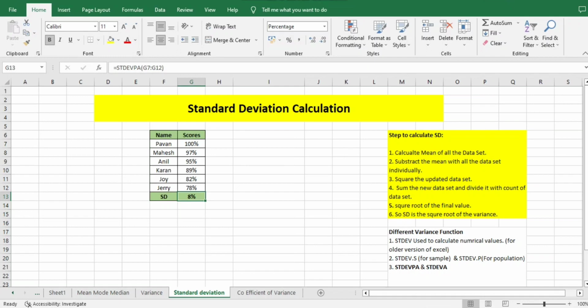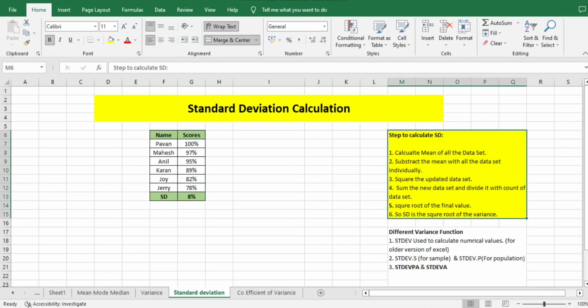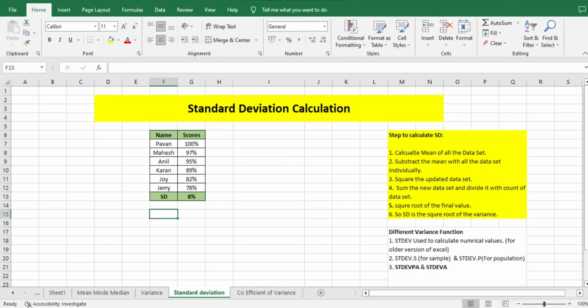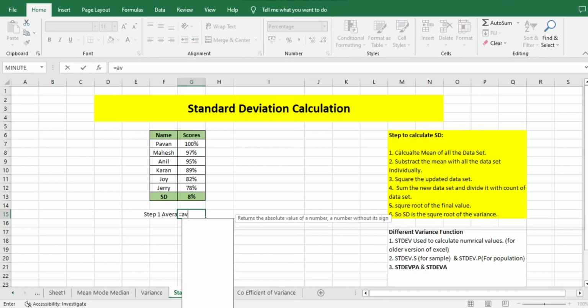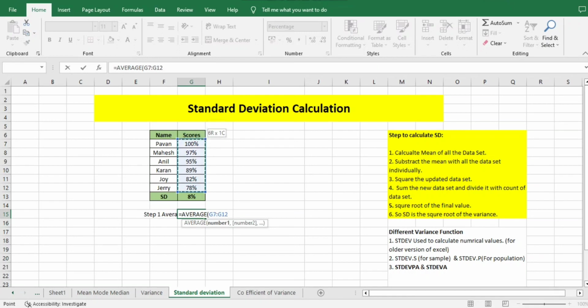Okay, now we will get the same answer manually. How can we do this? So let's follow this particular step. Step 1 says calculate the mean, which means calculate the average. How can we calculate? Equal to average, and I will select all my 6 data points that I have available. Okay, now average is done.